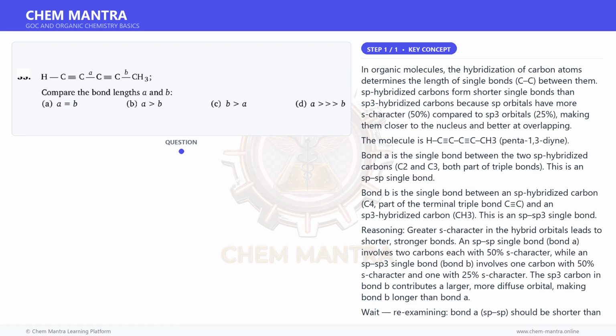Why other options fail? A = B is incorrect. Hybridization differences cause unequal lengths. Another option is also incorrect. sp-sp bonds are shorter than sp-sp3 bonds, so A > B is incorrect in direction and magnitude.